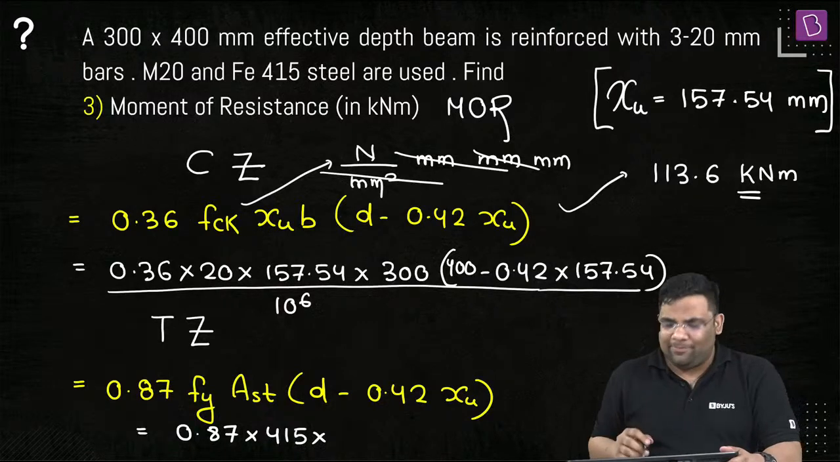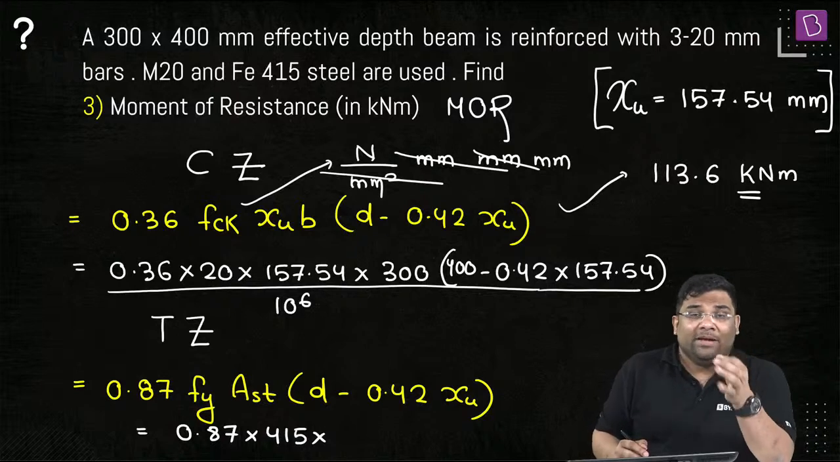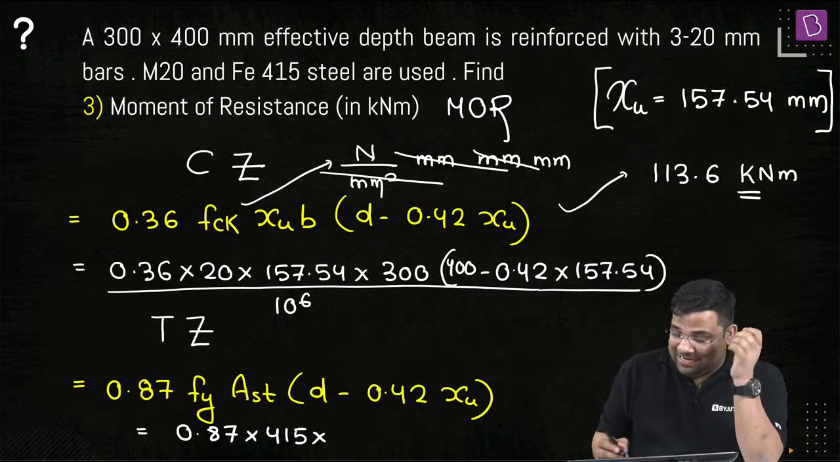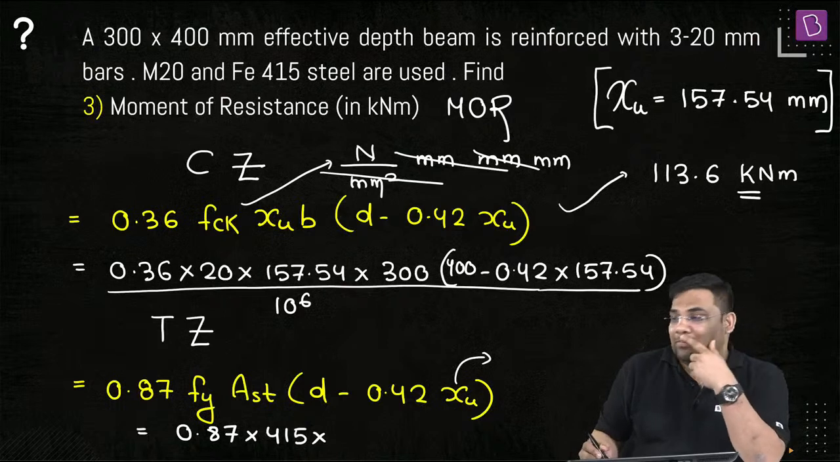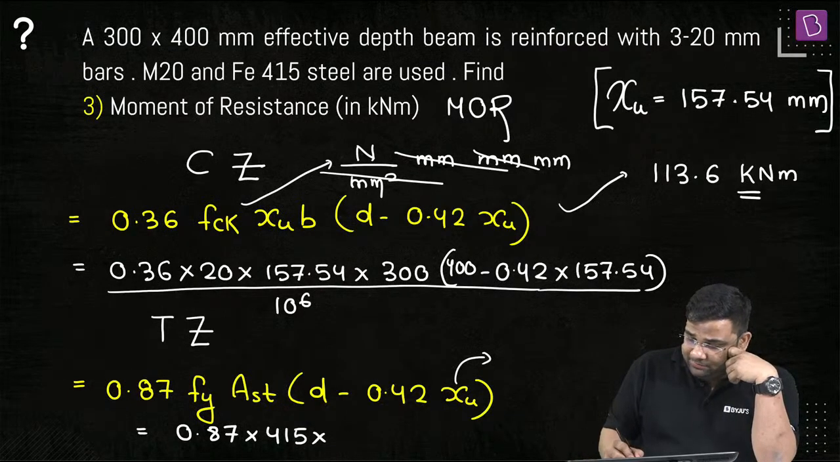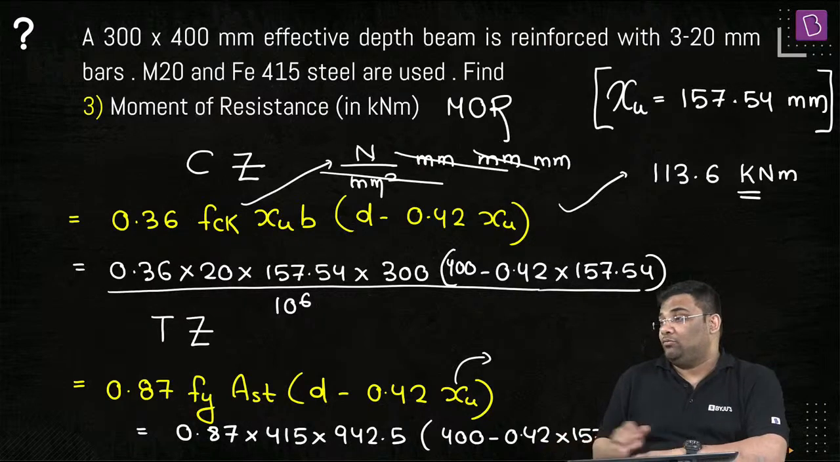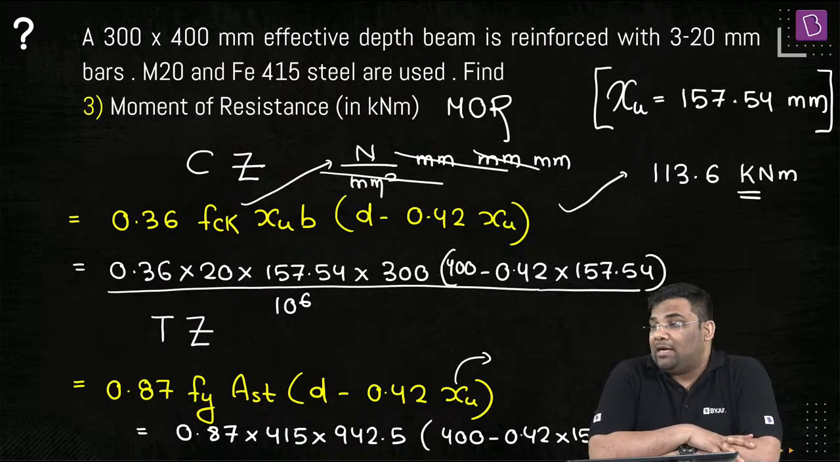So whatever approach you apply, you'll get the same value. Now somebody might tell, sir, I better go by the tension side because this tension doesn't have the XU term. But the lever arm has the XU term. So can you tell me, can I find out the MOR without finding XU? Tell me.